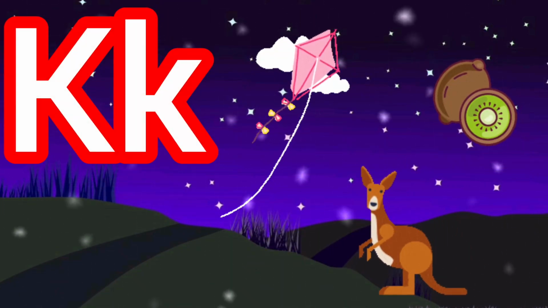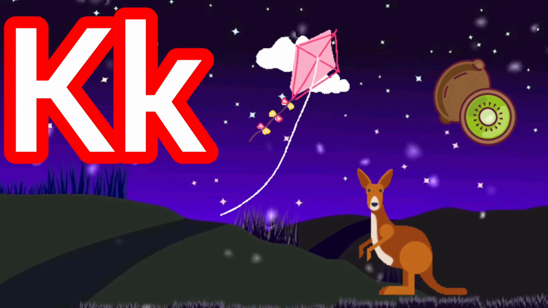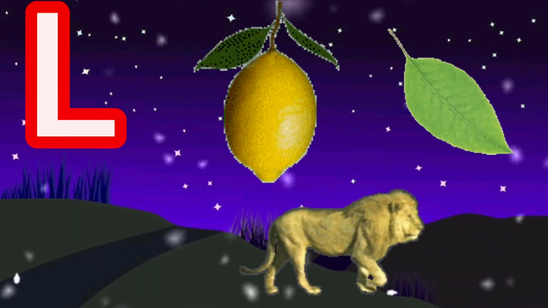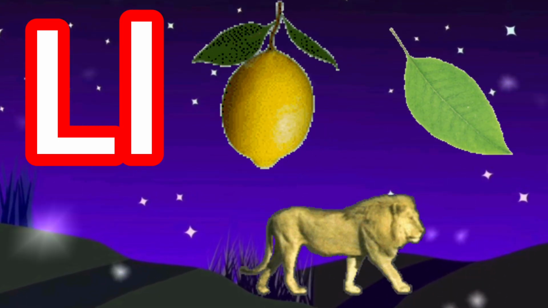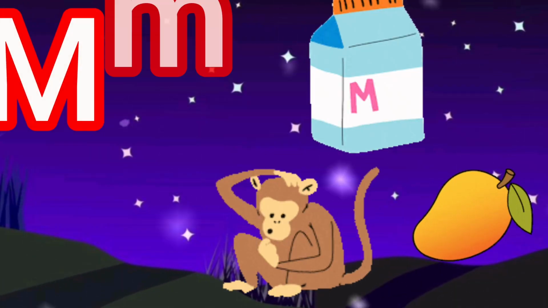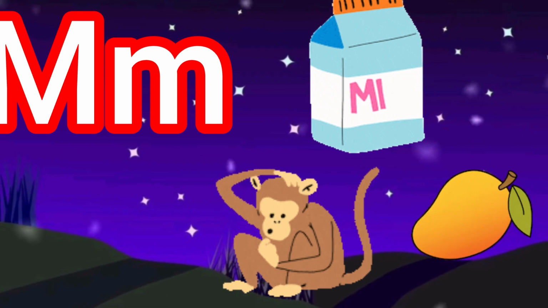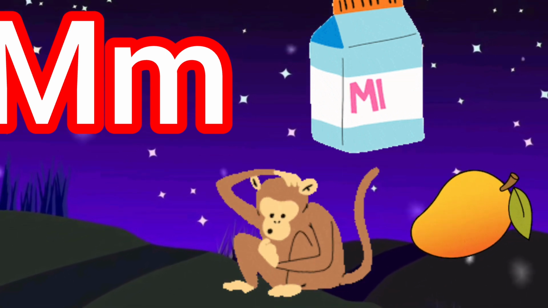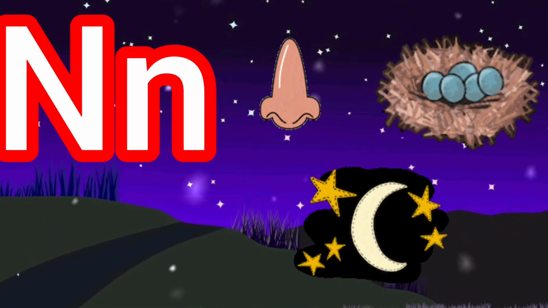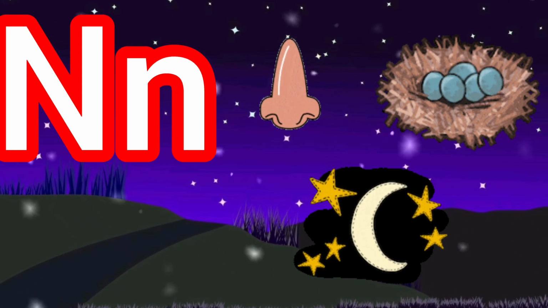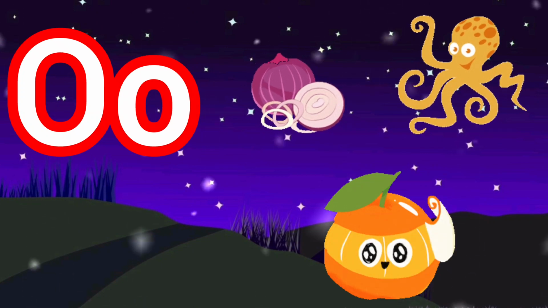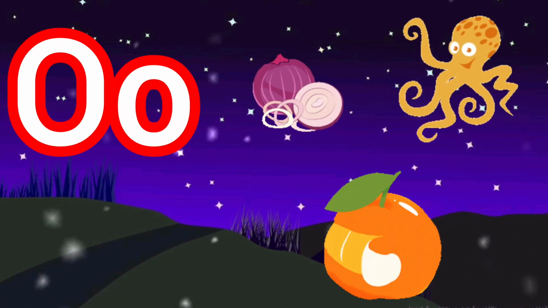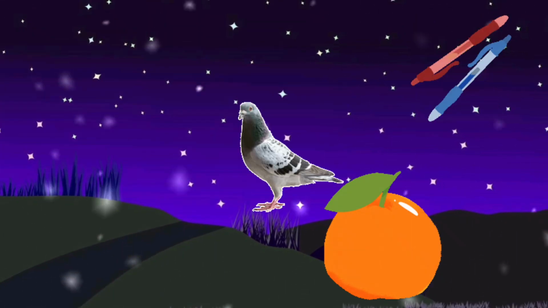K for kite, K for kangaroo, K for kiwi. L for lion, L for leaf, L for lemon. M for milk, M for monkey, M for mango. N for nose, N for nest, N for night. O for orange, O for onion, O for octopus.